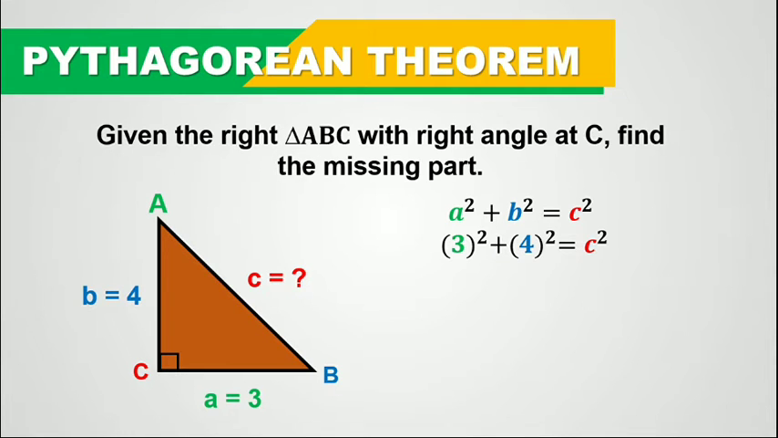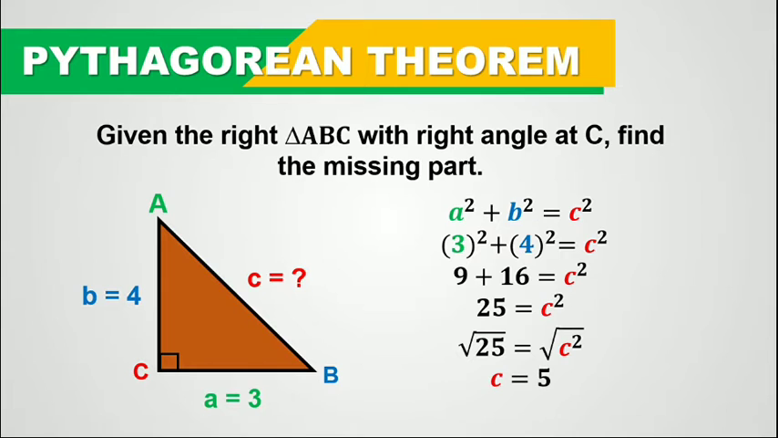So 3 squared plus 4 squared equals c squared. So 3 squared, that is simply 9, plus 4 squared, that is 16, equals c squared. So 9 plus 16, that is 25, equals c squared. So let's find the square root of each side to determine the unknown. So square root of 25 equals the square root of c squared. Square root of 25 is simply 5. Square root of c squared, that is simply c.